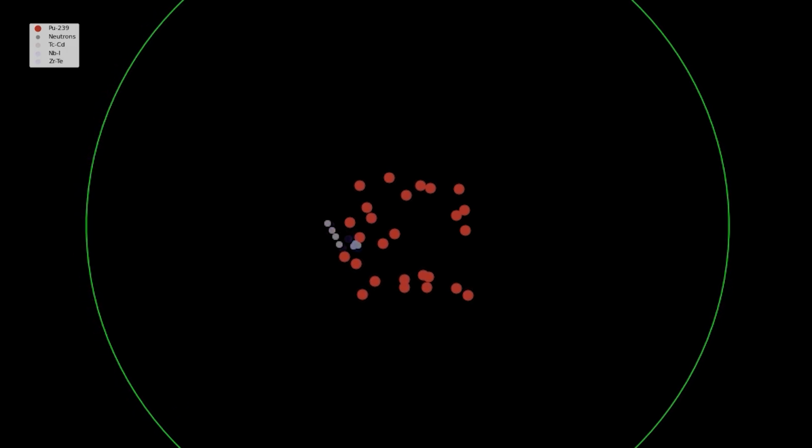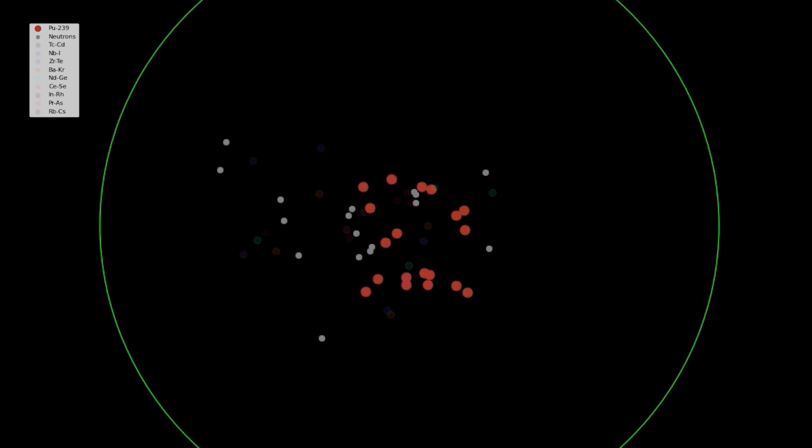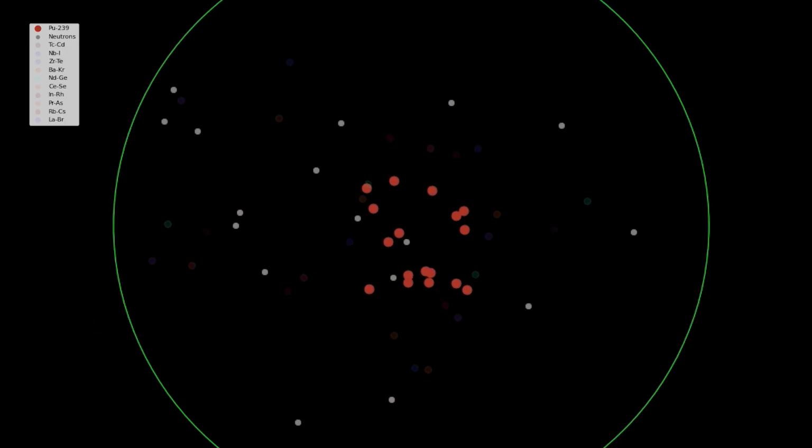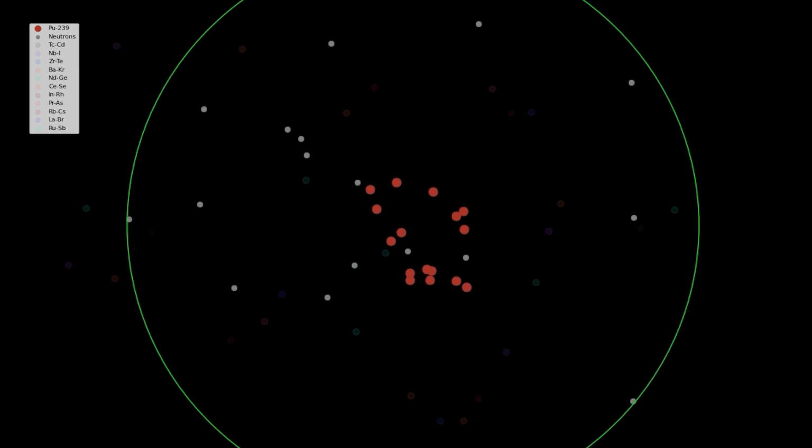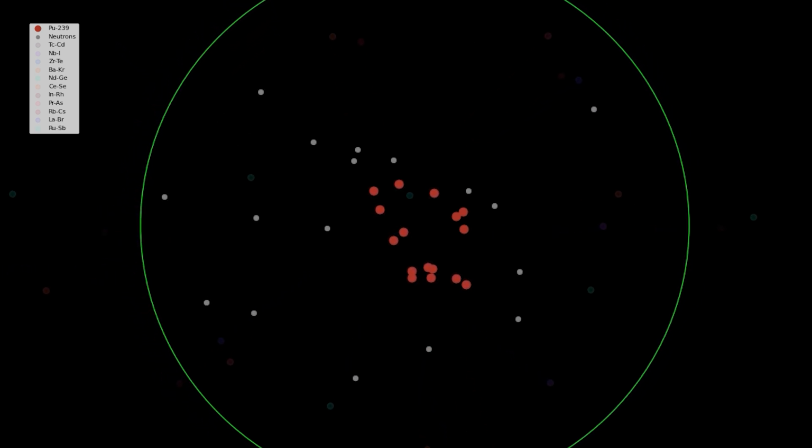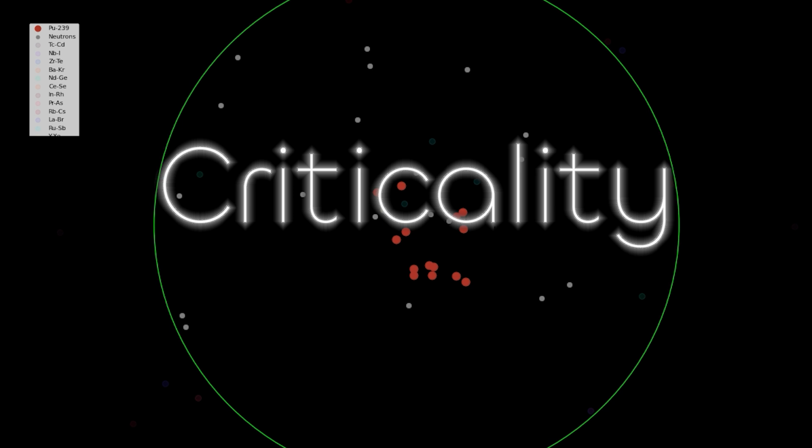Let's introduce a neutron reflector, also known as a tamper, made of uranium-238. Notice how it bounces stray neutrons back into the core. Now, nearly all of the plutonium undergoes fission. The reaction sustains itself, reaching criticality.